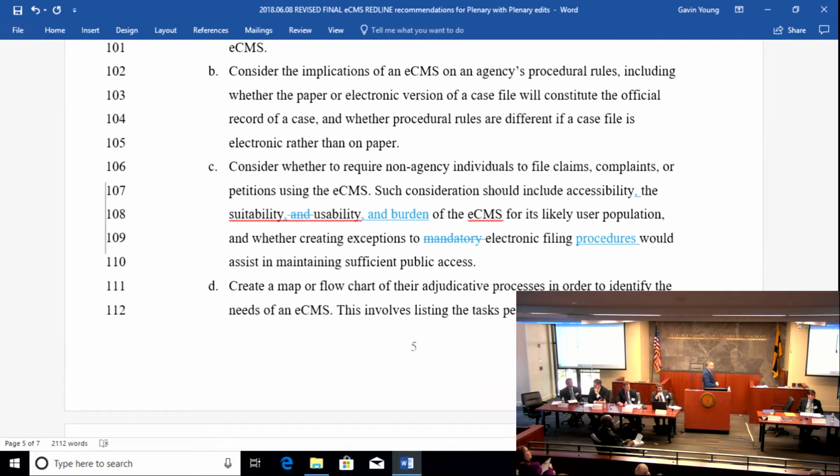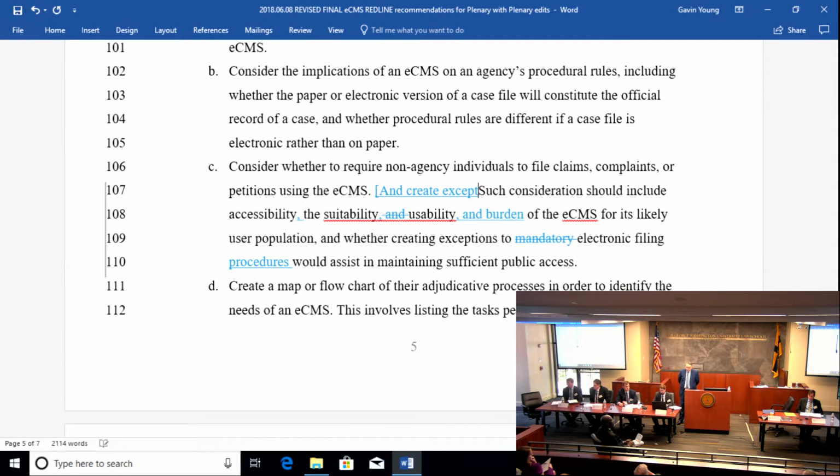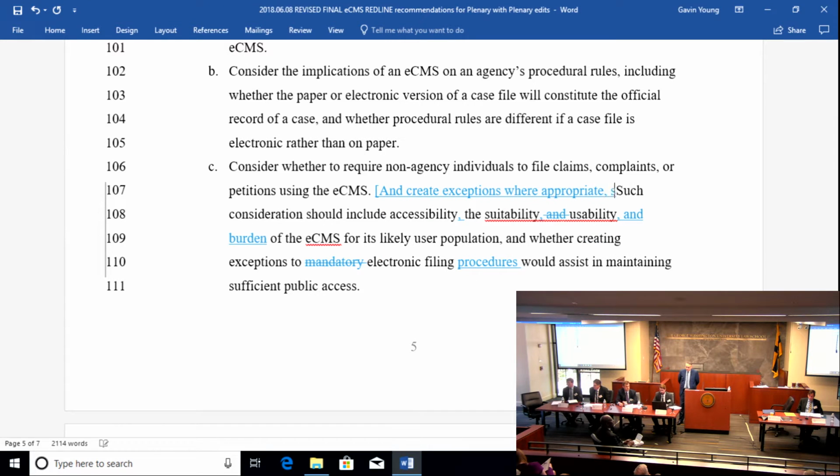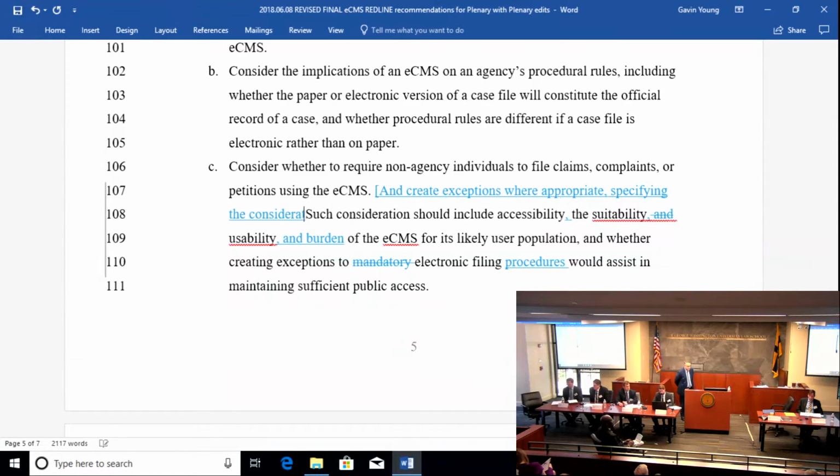Judge McCarthy. I would propose simplifying the whole thing. I think what we're trying to get at is we're encouraging non-agency individuals to file electronically, but because of due process concerns, we want to carve out an exception. So I would think that simplified language that leaves the first sentence and then says "and create exceptions where appropriate," without specifying the considerations that come into play, would give the agencies enough discretion to do that.